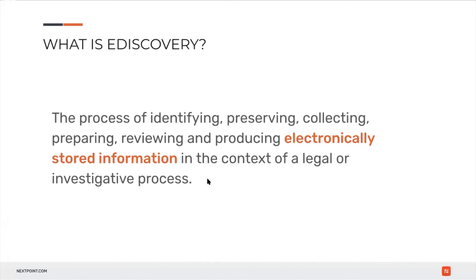So let's get started at the beginning. What is e-discovery? I'll go ahead and read the definition word for word so that I don't butcher it. E-discovery is the process of identifying, preserving, collecting, preparing, reviewing, and producing electronically stored information in the context of a legal or investigative process. So I know that's a lot of action verbs for what's going to be going on from the beginning to the end of the e-discovery process.